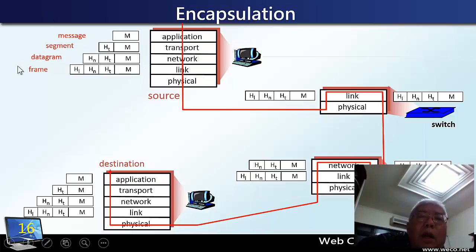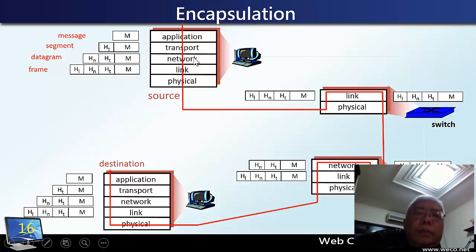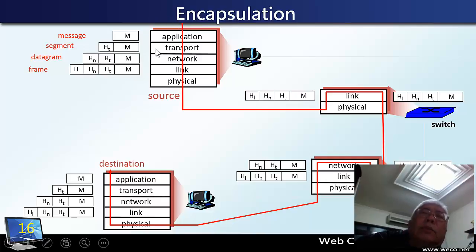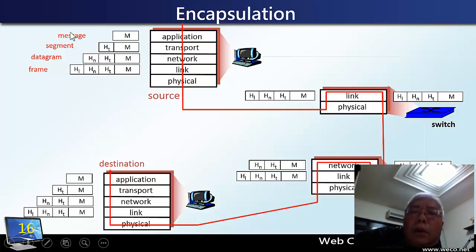And all these, the message, segment, datagram, and frame, are called the protocol data unit, or PDU, at each layer. So the protocol data unit at the link layer is called a frame. The protocol data unit at the network layer is called a datagram. The protocol data unit in the transport layer is called a segment. And the protocol data unit in the application layer is called a message. It's sometimes confusing, but the idea is just that the data unit at each layer has a different term.